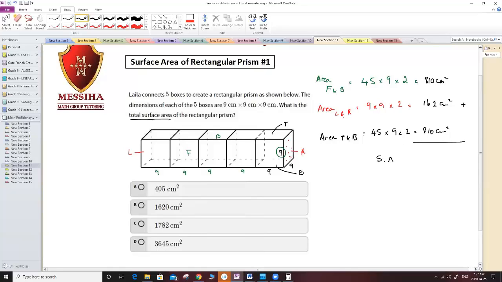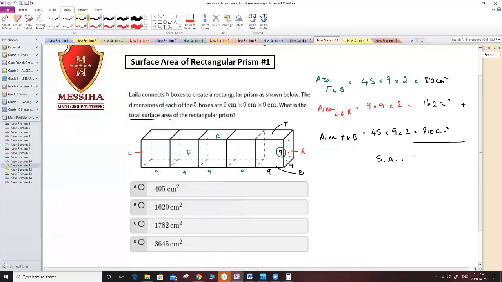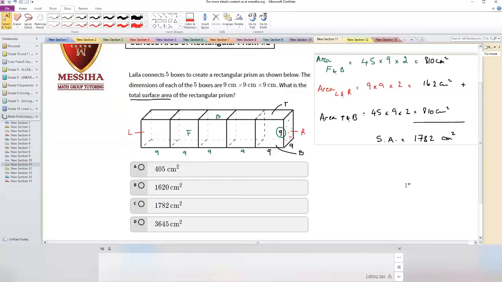Now it's time to add all together because I need the total surface area. So surface area equals the 810 and the 810 and 162. So I have 162 plus 810 plus 810. So I'm talking about 1782 centimeter square. And now it's time to check which answer is correct. So you see right away, C is the correct answer. So this is the total surface area.